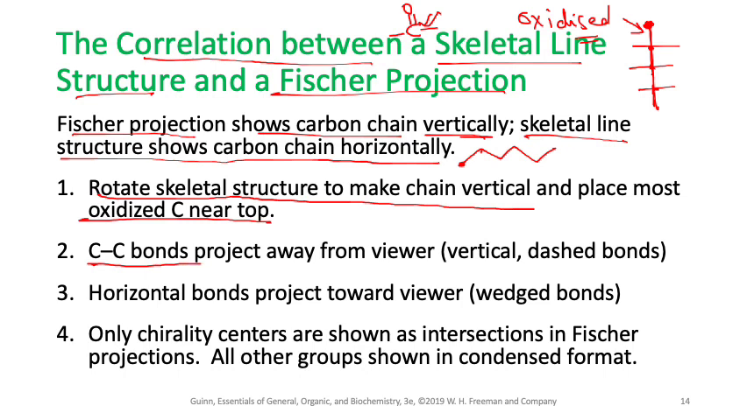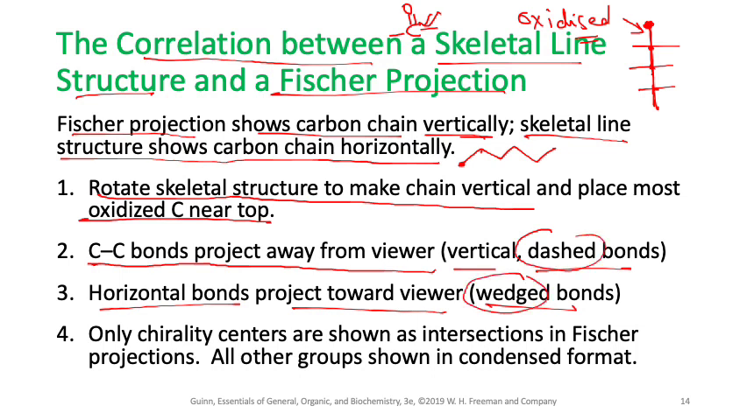Then carbon-carbon bonds project away from the viewer, vertical dashed bonds. Horizontal bonds project towards the viewer, wedge. So we have two kinds of bond, dash and wedge. Dash means that bonds are going away from the viewer, right? Wedge means they are going towards you. We're gonna see it in the next slide. What does it mean, dash and wedge?